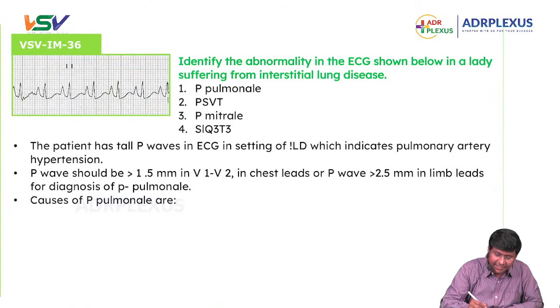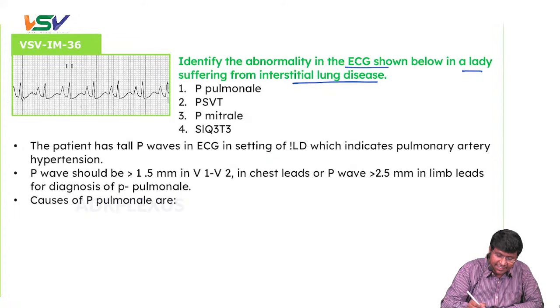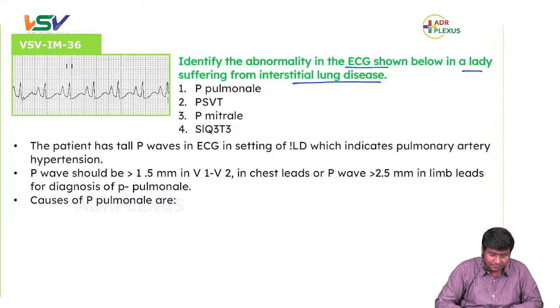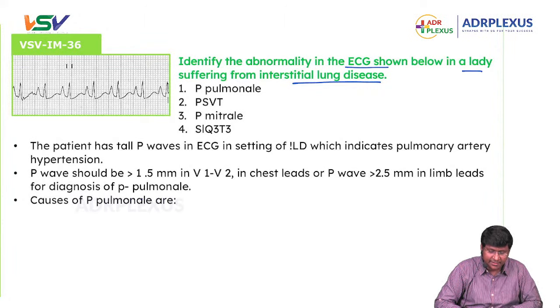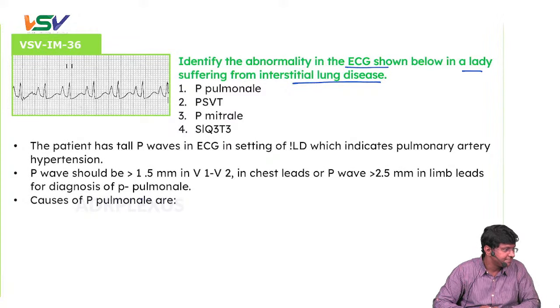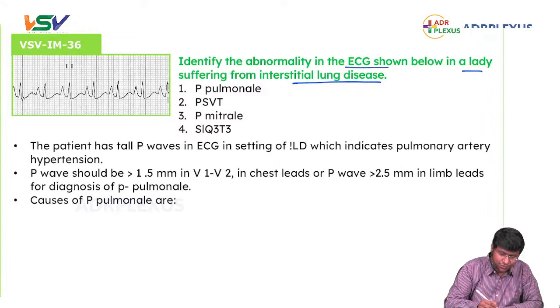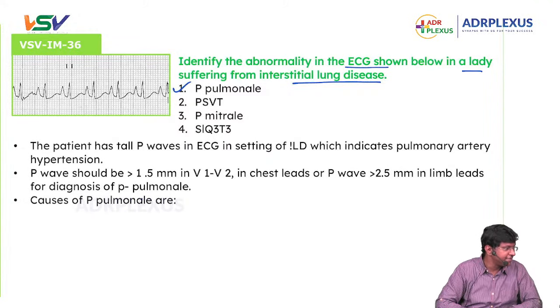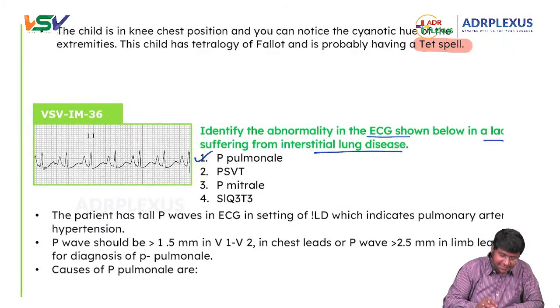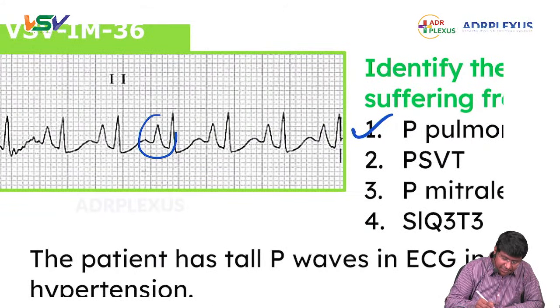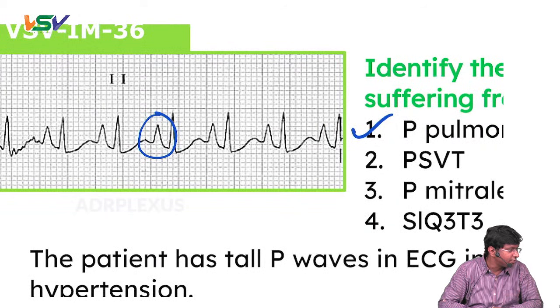Okay, right. Moving on to the next question. Identify the abnormality in the ECG shown below in a lady suffering from interstitial lung disease: P pulmonale, PSVT, P mitral, S1Q3T3 pattern. Anyone? Very good. So this is the ECG suggestive of P pulmonale, right? You can see that. So this is your P wave, which is a tall, prominent P wave.